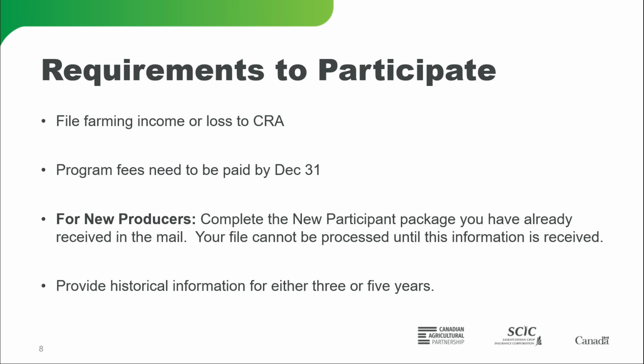So 3 years of history is a lot easier for you to submit. There's not as much paperwork and information for you to dig through. But if year 4 and year 5 were really good years for your operation and you had really good margins those years, I would encourage you to do the extra effort and submit all 5 years of information, because that definitely can improve your historical reference margin, which basically improves your coverage for the AgriStability program.